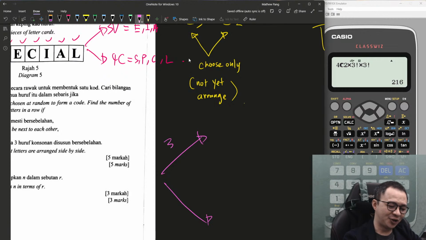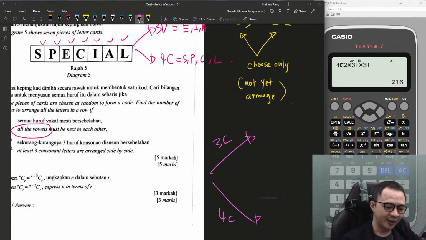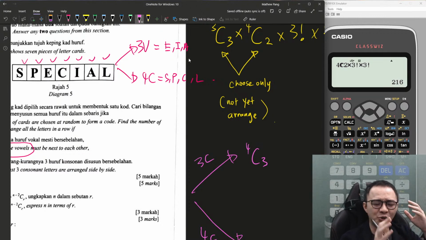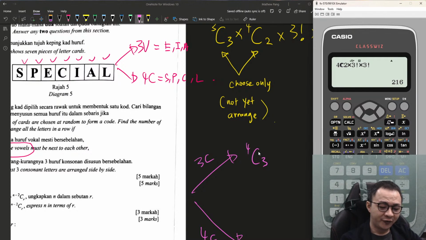This one is I will choose 3 consonant only. This one I will choose 4 consonant. Okay. I have 4 consonant, right? If I want to choose 3 consonant, I will say 4C3. I choose first, I haven't started to arrange. I don't want to do P straight away because some students might find it a bit confusing. So I better choose all the cards first, then only I do the arrangement myself. Okay? 4 consonant, I choose 3.